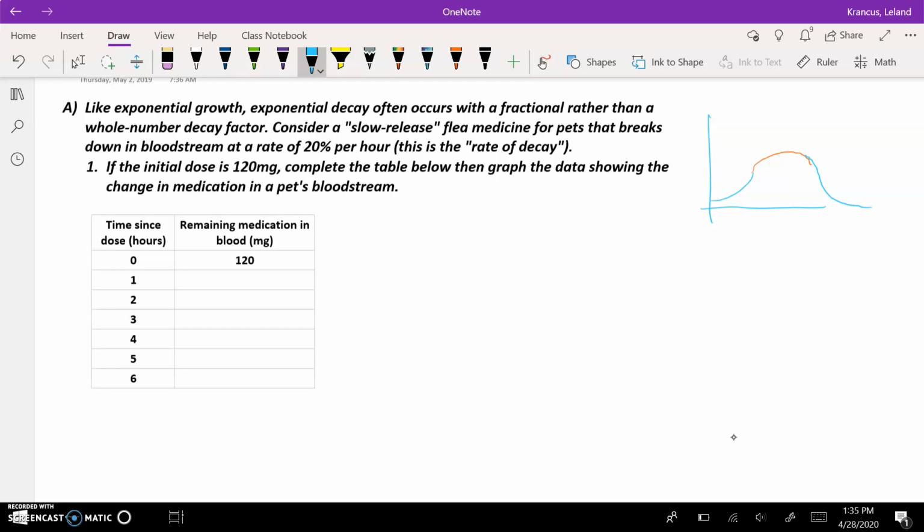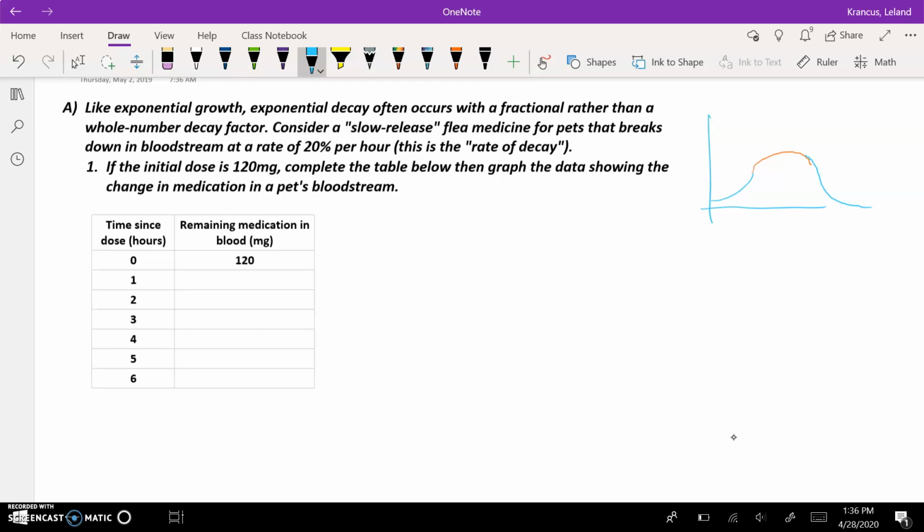But again, just like other situations with exponential growth that are often reported and communicated using percent change, percent increase, same thing goes for exponential decay. It tends to be reported and described in terms of percentages, not as a multiplier that's producing that change. And so let's look at this example of a flea medicine that breaks down in the bloodstream at a rate of 20% per hour. Of course, this is for pets, hopefully not for people.